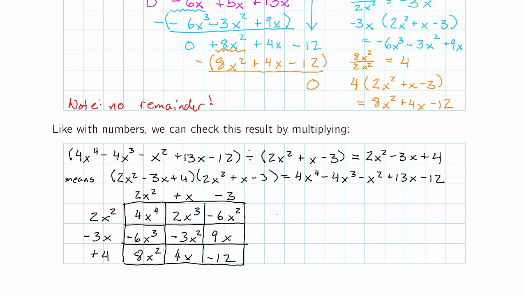Adding up the like terms on the diagonals, we get 4x to the fourth minus 4x to the third minus x squared plus 13x minus 12, which is what we hoped we would get. That division then does what we want division to do. It does the opposite of multiplication.